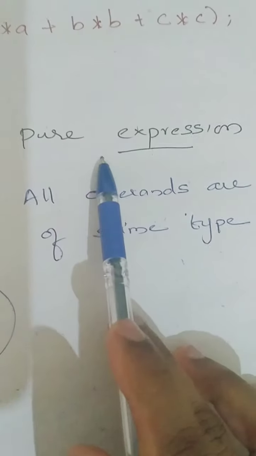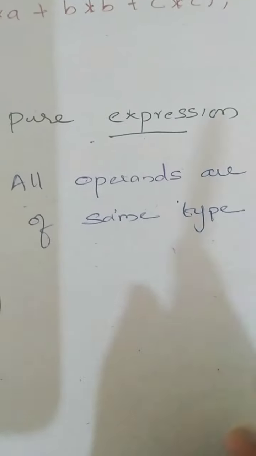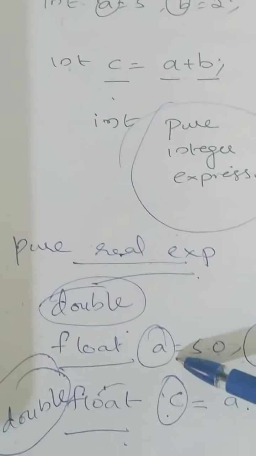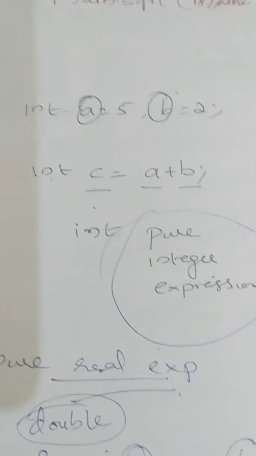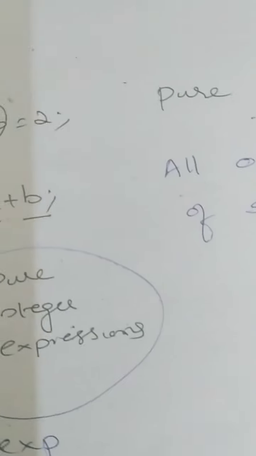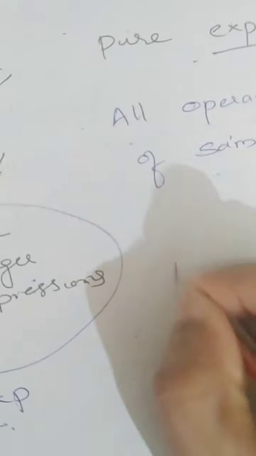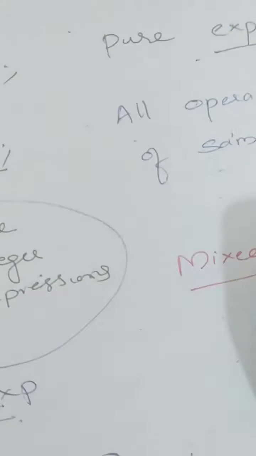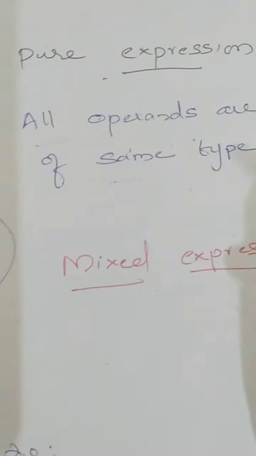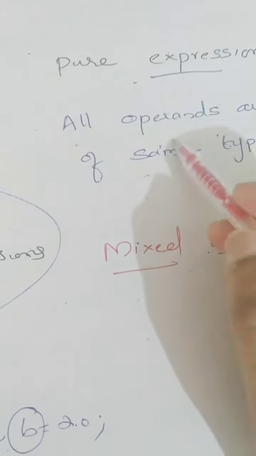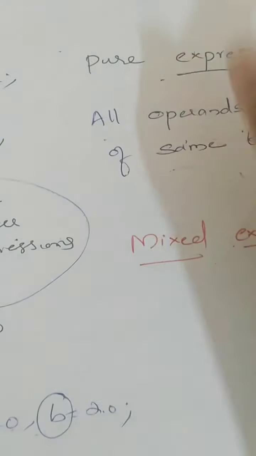So what is a pure expression? Pure expressions are expressions in which all operands are of the same type, either integer or real. Everything is integer or real. This is known as pure expression. Then what will be a mixed expression? Mixed expressions are expressions which consist of different types of data.